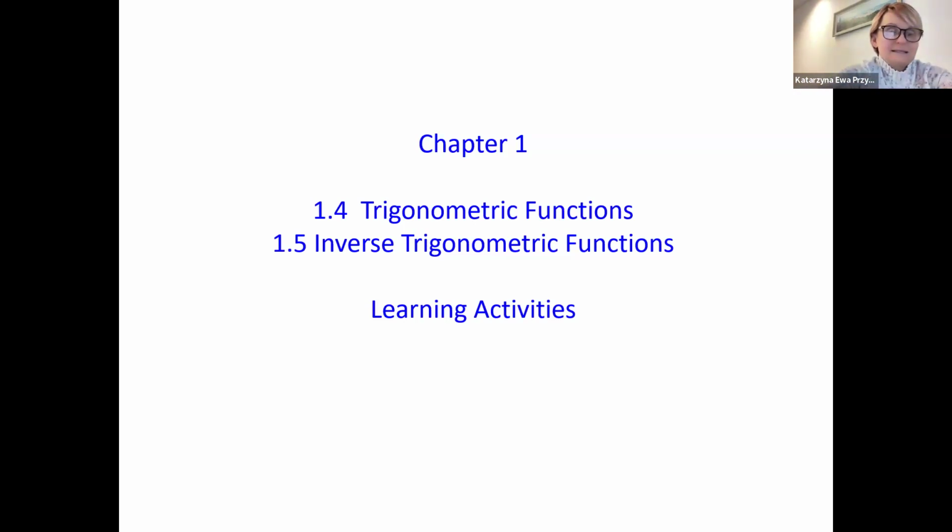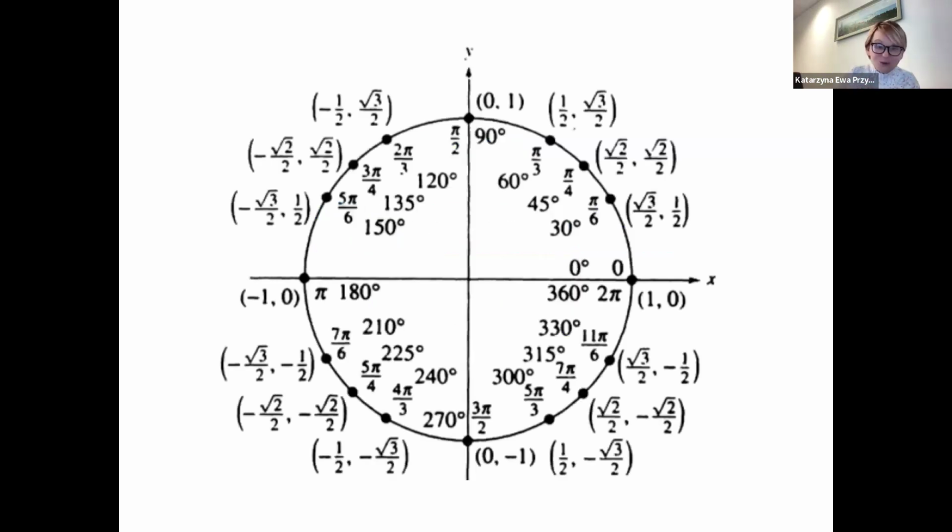Let's see what we are supposed to know, because trigonometry is quite a wide subject, but we don't have to go really deep. What we have to know are the fundamentals, for instance, the unit circle. The unit circle is the circle with the radius 1. That's the reason we call it the unit circle.